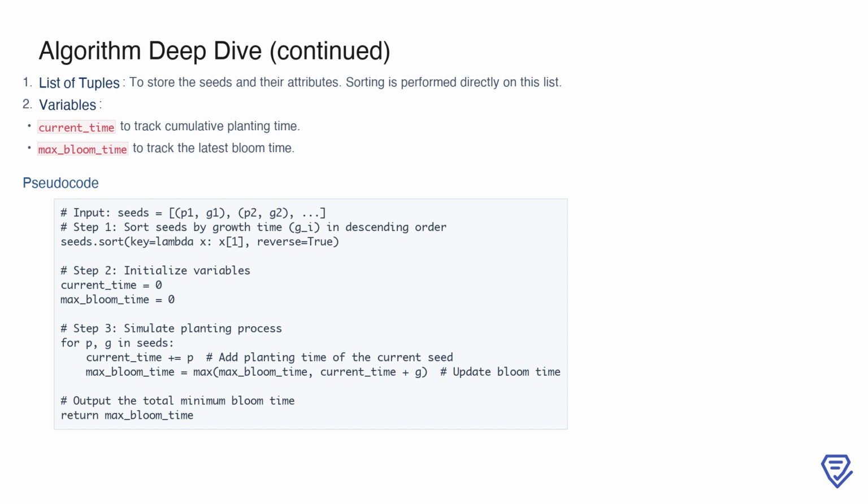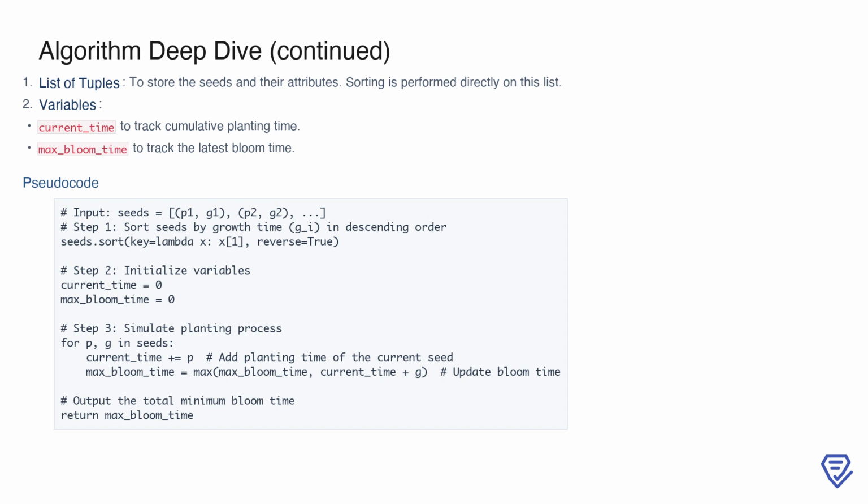To implement the algorithm, we use a list of tuples to represent the seeds and their attributes, where each tuple contains the planting and growth times of a seed. The sorting operation is performed directly on this list. We also use two variables, current_time to track the cumulative planting time and max_bloom_time to keep track of the latest bloom time encountered during the planting process.